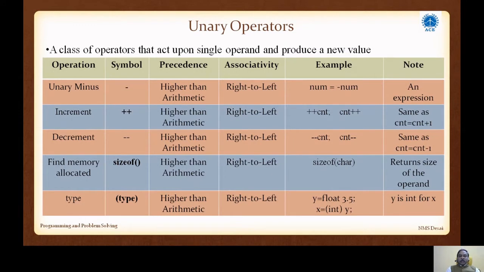Again, as you can see, there are 1, 2, 3, 4, 5 types of unary operators, right? But the last two, we'll discuss in greater detail in subsequent topics, but we'll familiarize ourselves with them. Okay. Now, unary minus is higher than the arithmetic operators.